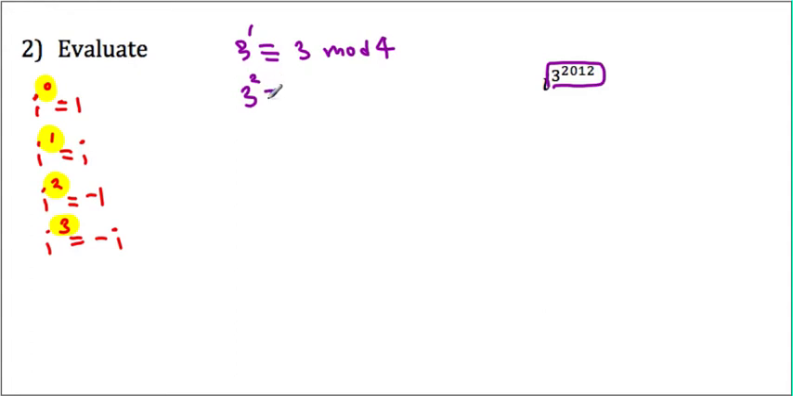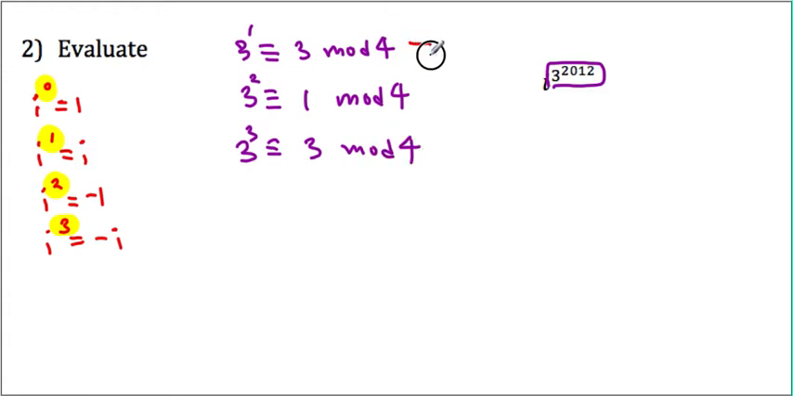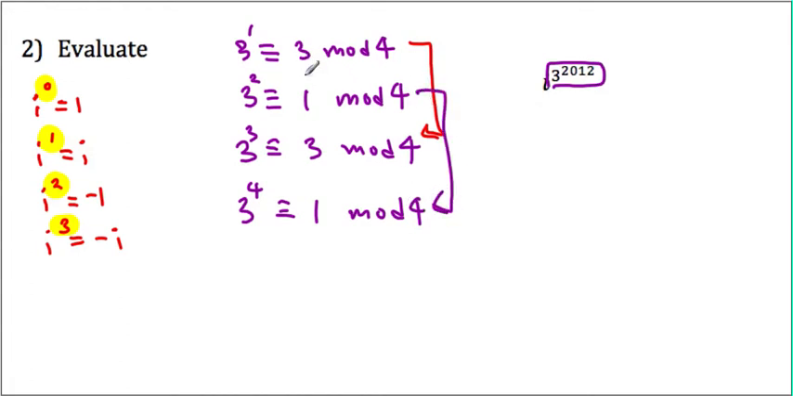3 squared is equal to 9. 9, when you divide by 4, you get 1 as a remainder. So 1 mod 4. Now, 3 to the third power is equal to 27. When you divide 27 by 4, you will get 3 as a remainder. So 3 mod 4. Notice that this one repeated itself. Let's see if our next one will repeat. 3 to the fourth power will be equal to 81. So therefore, 81 is equal to 1 mod 4 when you divide by 4. It seems like 3, 1, 3, 1 repeats itself, and that's how it would have been.